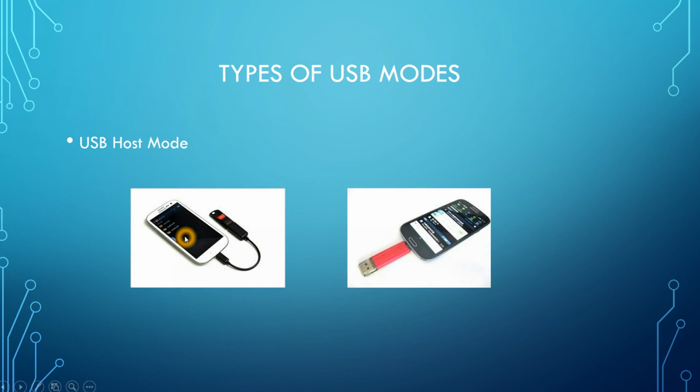So the next type of mode is USB host mode. USB host mode is also called as on-the-go host, and it is also called as embedded host. So in here what happens, an external device is connected to your Android device through USB cable. So a pen drive can be an example here. So this pen drive is designed to take power from your Android device.